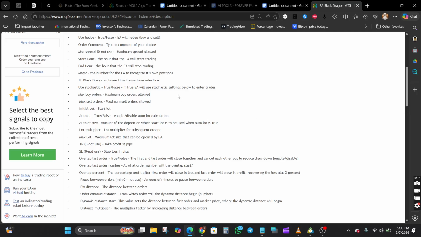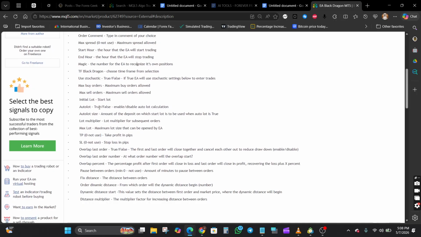Then once we move into the lot management section, we can clearly see the grid and the recovery mechanics. So there's an initial lot size, auto lot functionality, lot multipliers, maximum lot controls, fixed distance between orders, dynamic distance expansion, and overlap recovery logic.